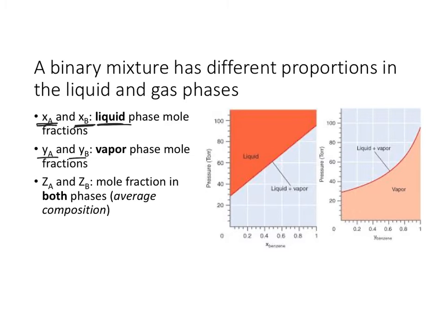This is going to be a little bit complicated because if there is a small amount of vapor, then Z is going to be very similar to X. And if there's a relatively small amount of liquid, then Z is going to be very similar to Y.